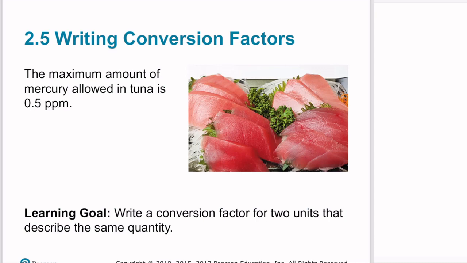In this video, we'll learn to write conversion factors and we'll learn how to work with significant figures in conversion factors. The maximum amount of mercury allowed in tuna is 0.5 parts per million. What does this mean? We'll explore that further also in this video.